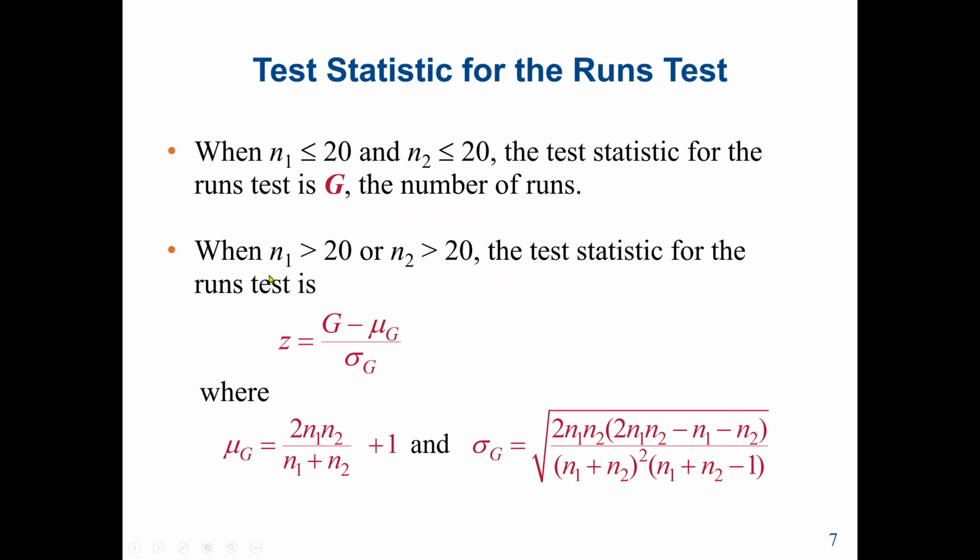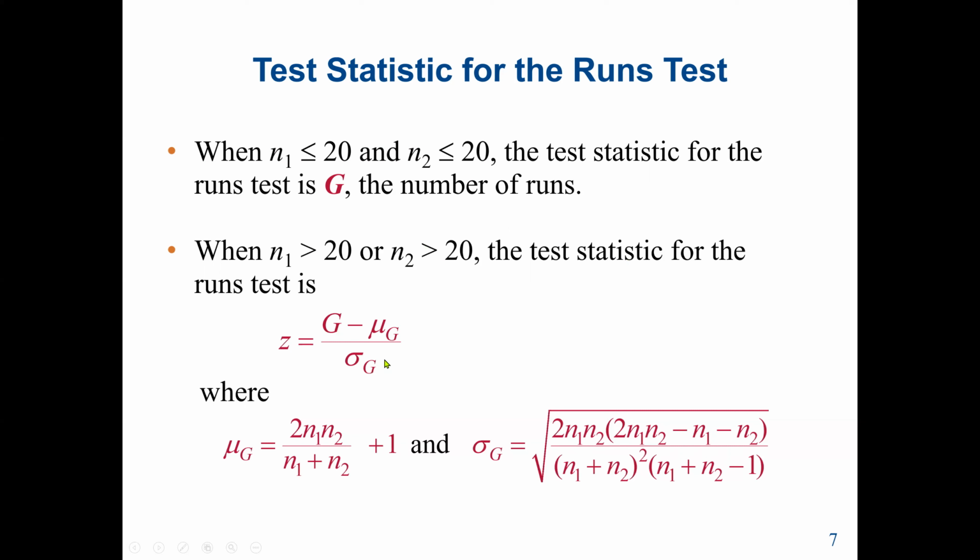But if the sample is greater than 20, so N1 is greater than 20, here we have two samples from the population. If both of them are greater than 20, then the test statistic will be Z. Here we are going to use the standard normal table, Z equal to G. Again, G is the number of runs, minus the population mu, divided by the standard deviation for G.